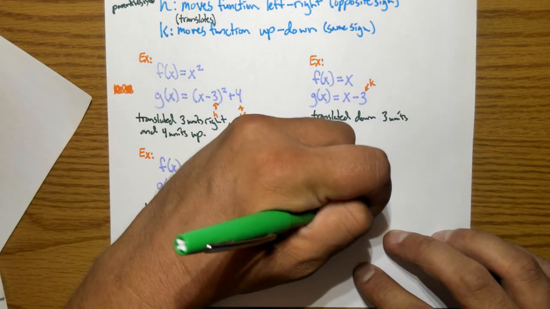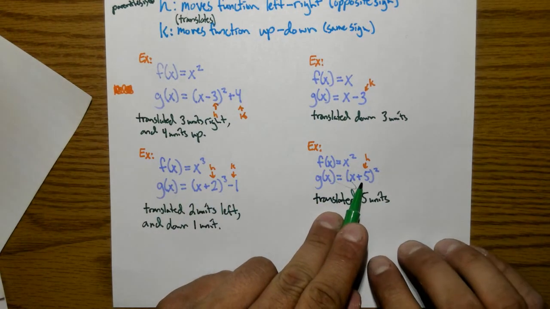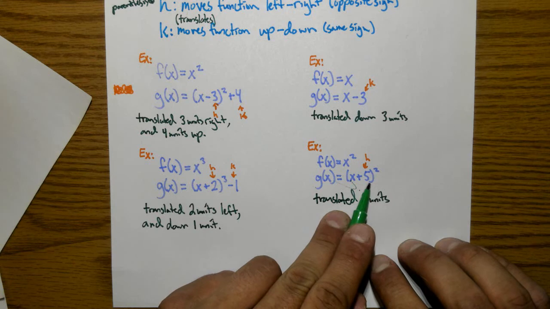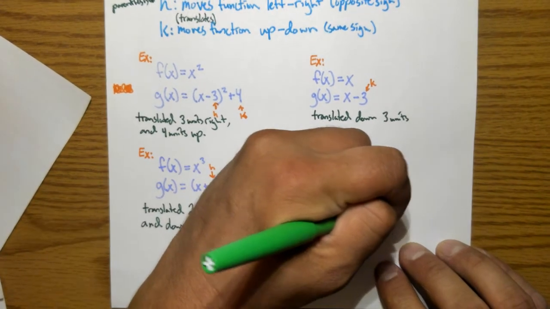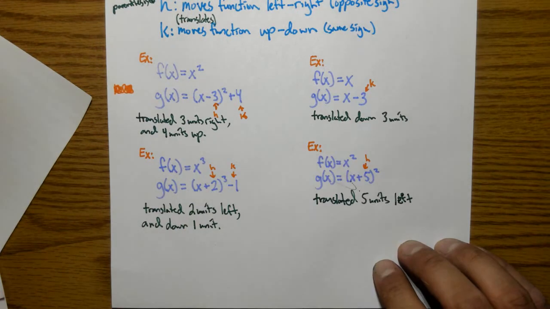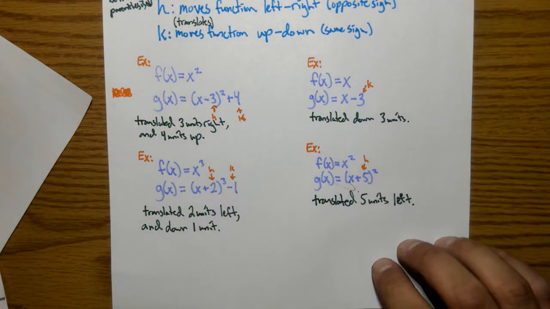So this one is translated 5 units. Remember, when it's inside the parentheses, when we're talking about our h, it's opposite sign. So plus 5 actually means left 5. That's not how you spell left. Okay. Translated 5 units left. And that's that on translations.